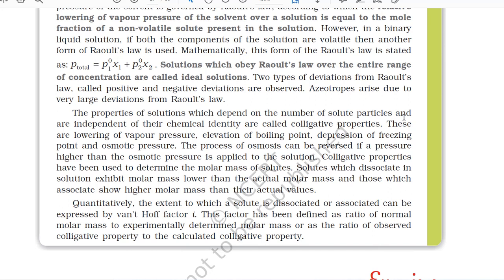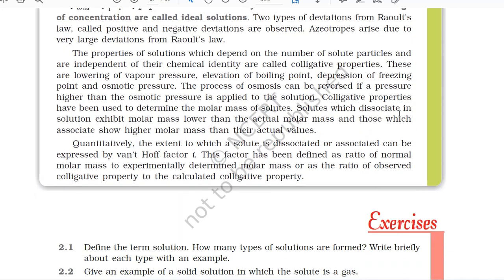Quantitatively, the extent to which a solute is dissociated or associated can be expressed by van't Hoff factor i. This factor has been defined as the ratio of normal molar mass to experimentally determined molar mass, or as the ratio of observed colligative property to the calculated colligative property.